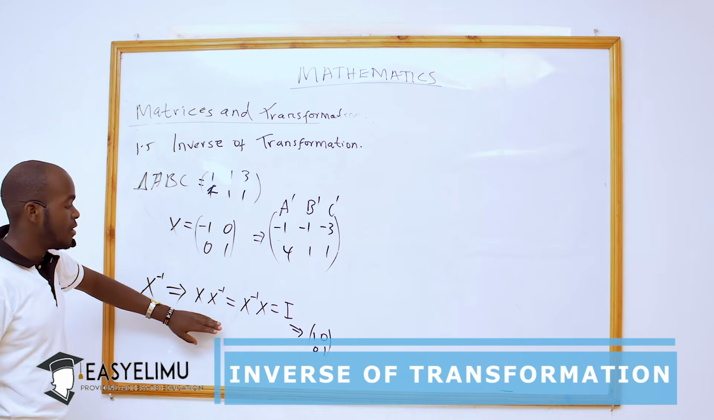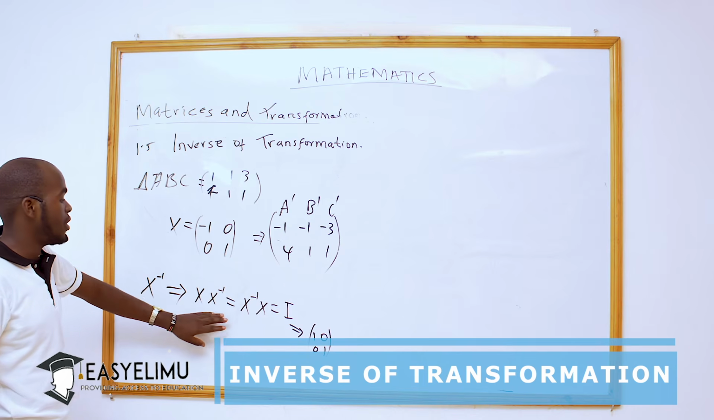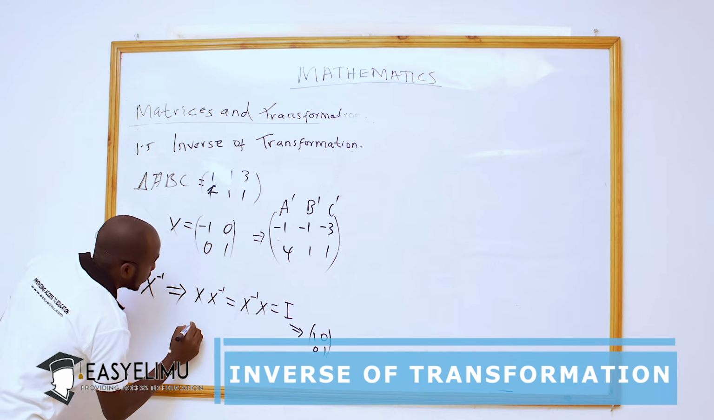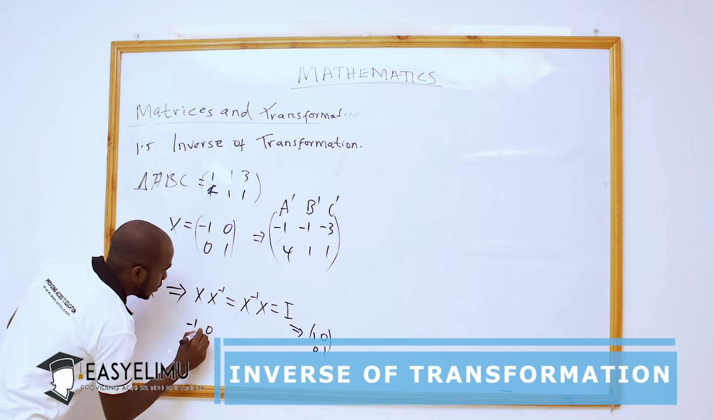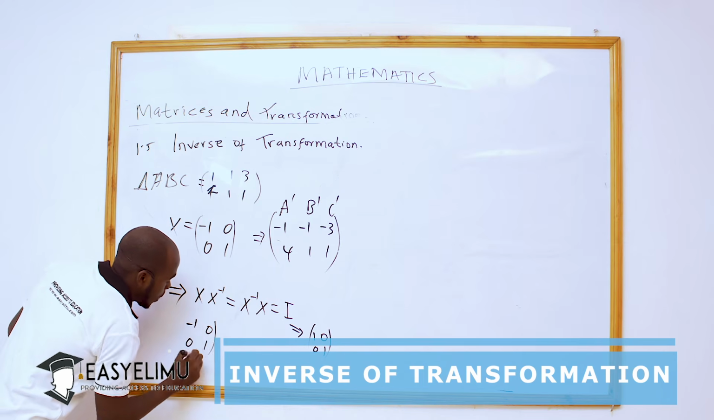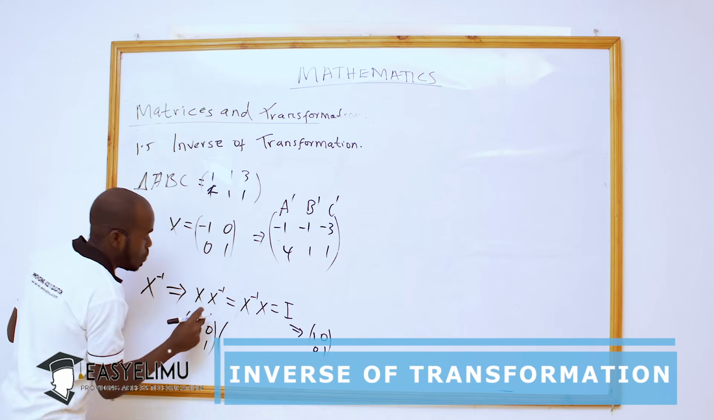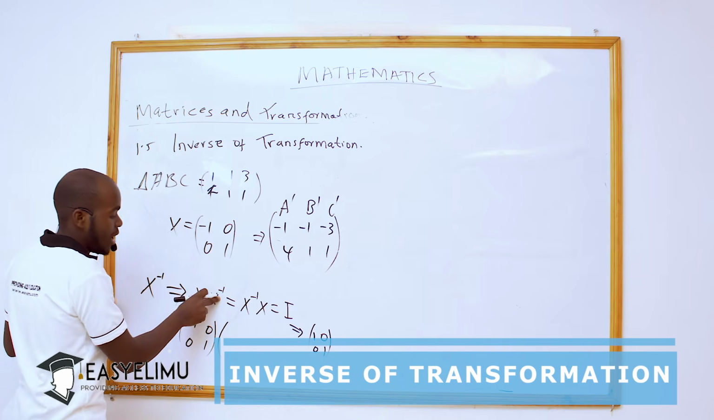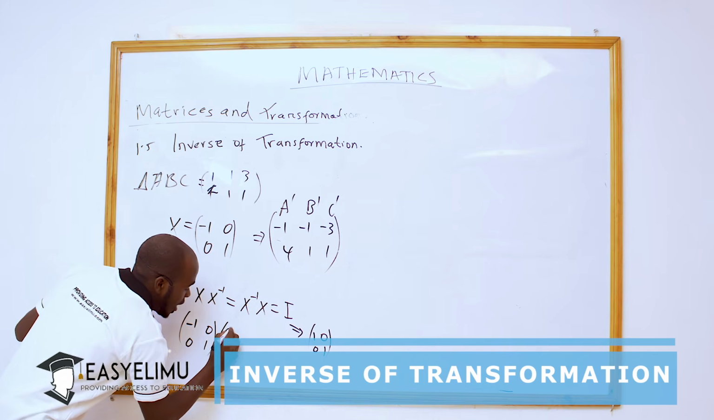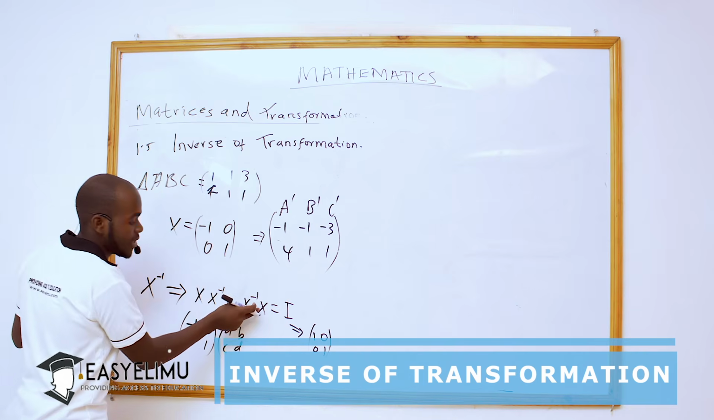You can find an inverse of a matrix by this method, whereby you take X, which is -1, 0, 0, 1. You multiply by X inverse, which we don't know, that is A, B, C, D, and that is the same as this one.